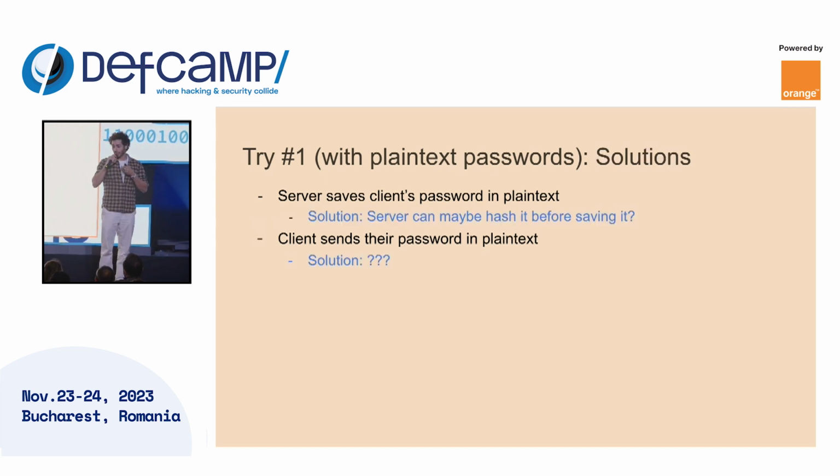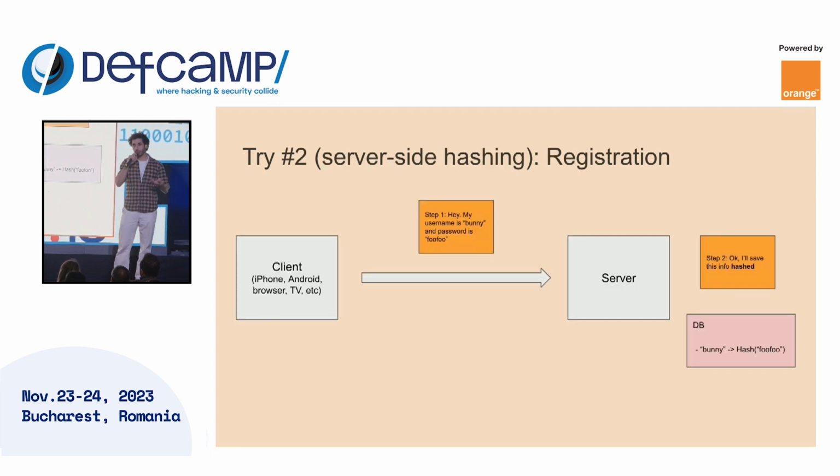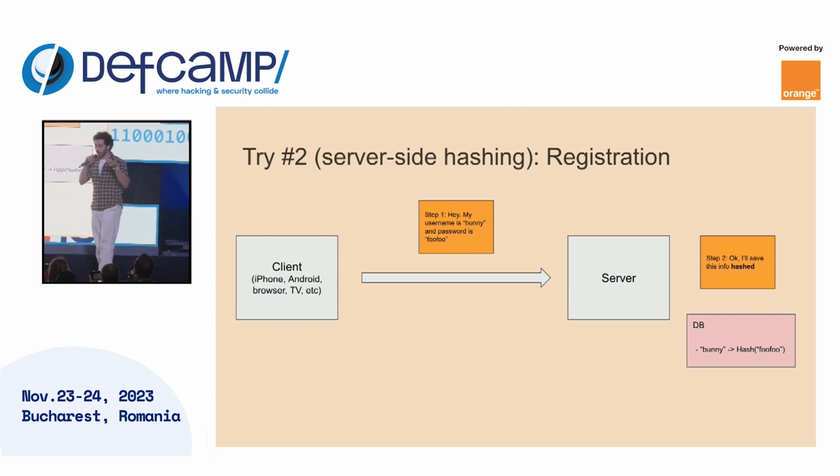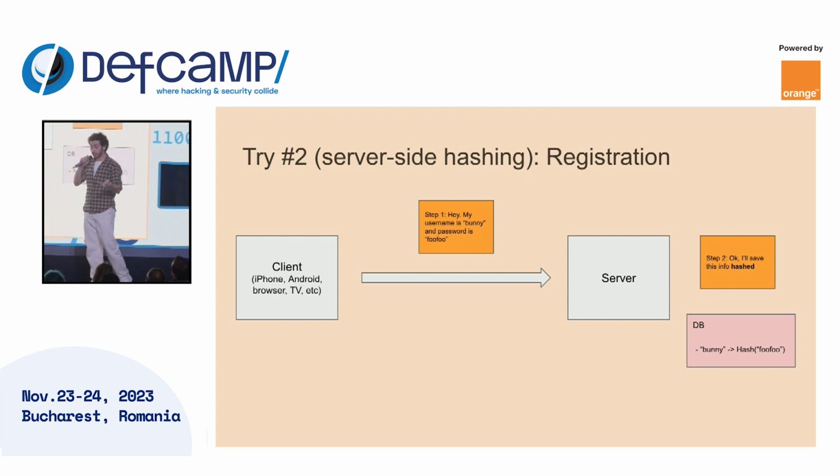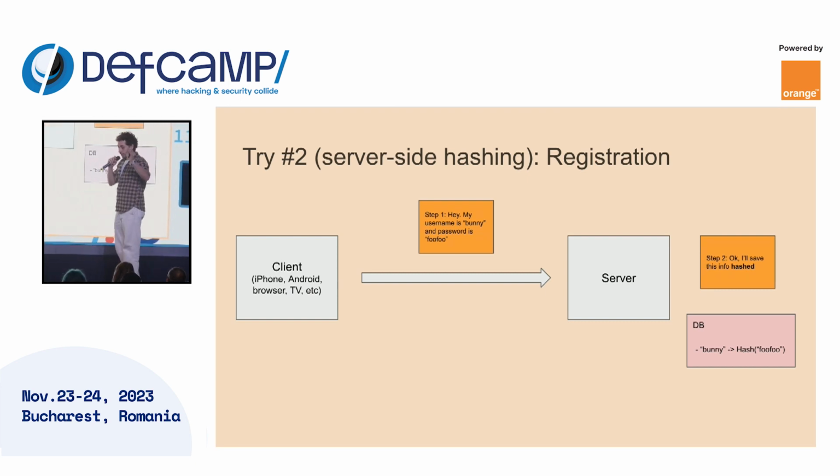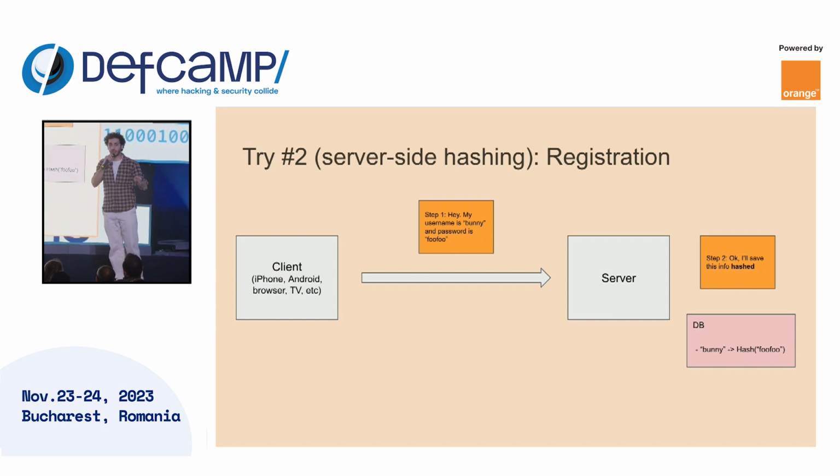So the idea here is that both of those things are really bad, and these are issues right now. Let's try something better, and what I'm going to show you now is the standard that I saw in pretty much 95% of websites currently operating. You would have the client send the username and password, again in plain text. You have the server saving it, hashed this time. I'm just going to simplify it and say hashed. I'm not going to say with salt and pepper or with a password derivation function or anything like that.